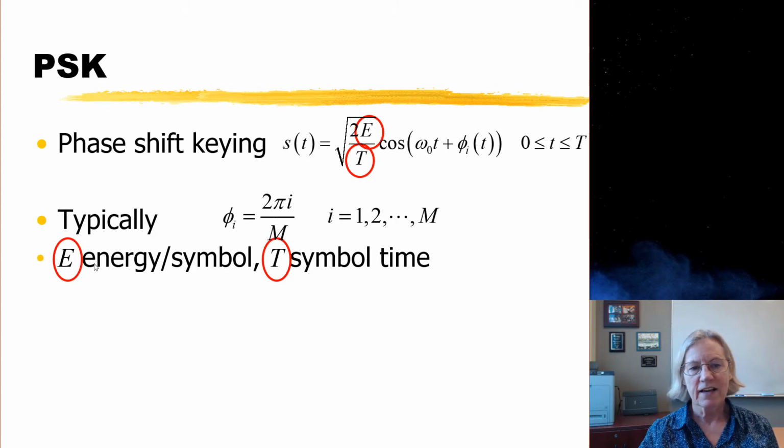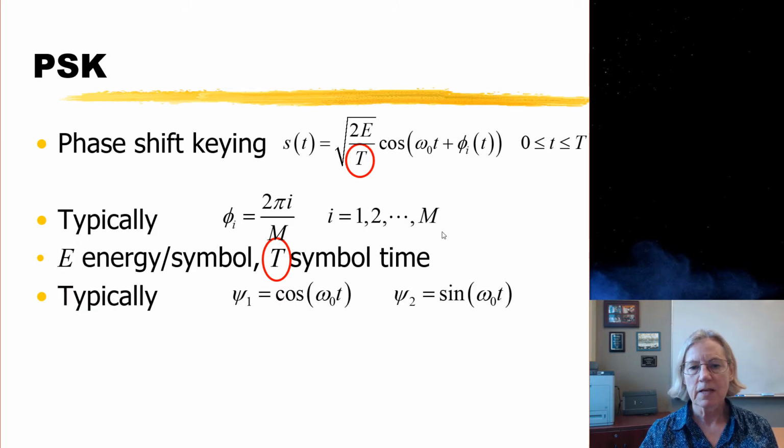But anyway, in these equations I'm presenting today and what's seen in the book, the E is energy per symbol. So we have this cosine, and the energy and time sort of normalize this waveform, and all the information is here in the phase. Now here we could use the Gram-Schmidt process, and we would come up with cosine and sine as the orthonormal basis vectors for phase shift keying.